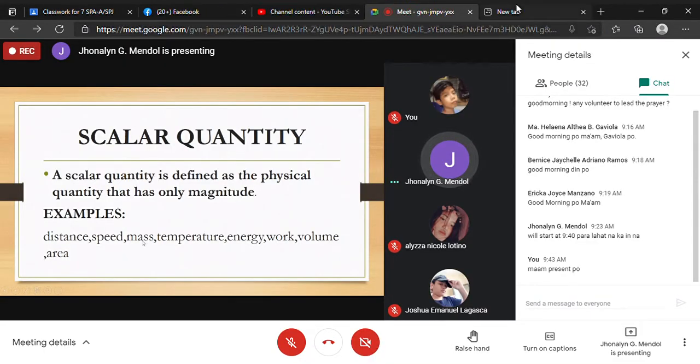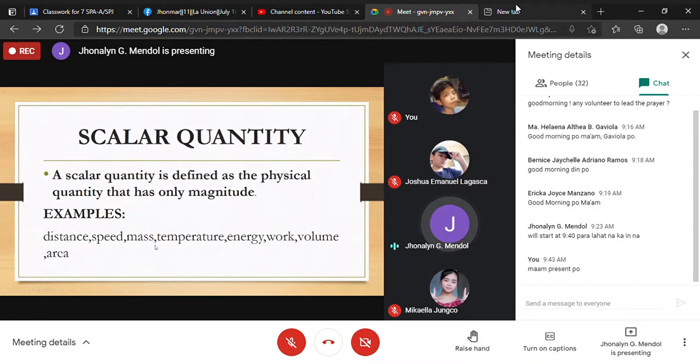Is it clear? Mass. When I say mass, 30 kilograms, 30 grams, 1 kilo. Is there any direction there, class? None po. Okay, so therefore, these things, distance, speed, mass, temperature, energy, work, volume, and area belong to scalar quantity. Is it clear? Yes po.